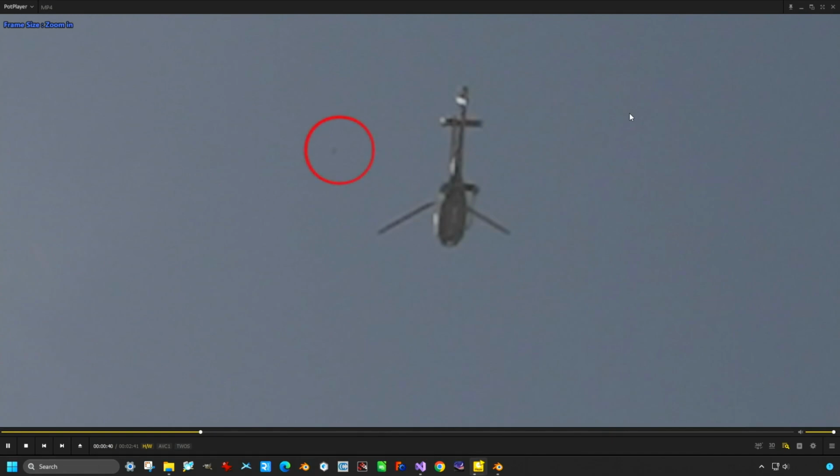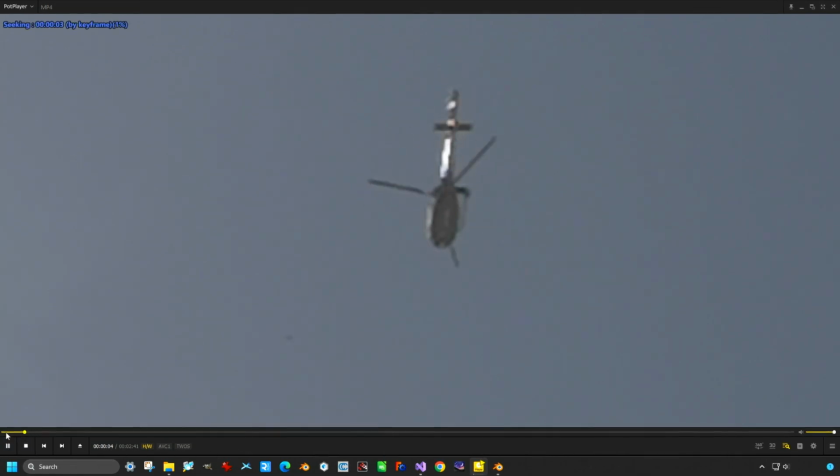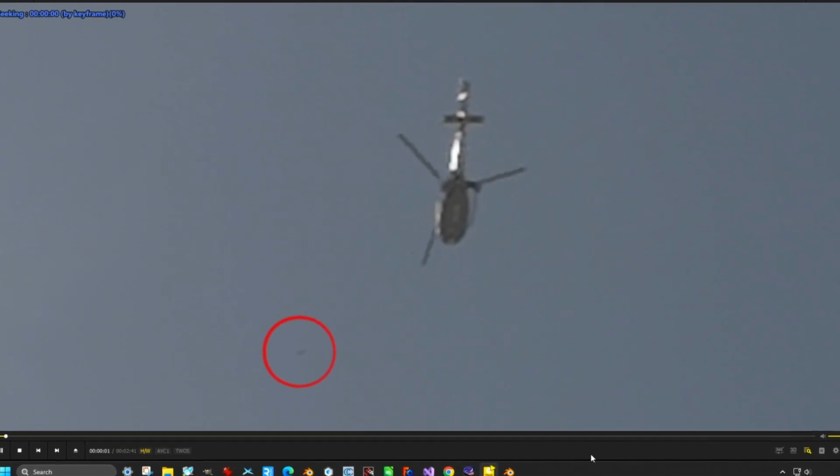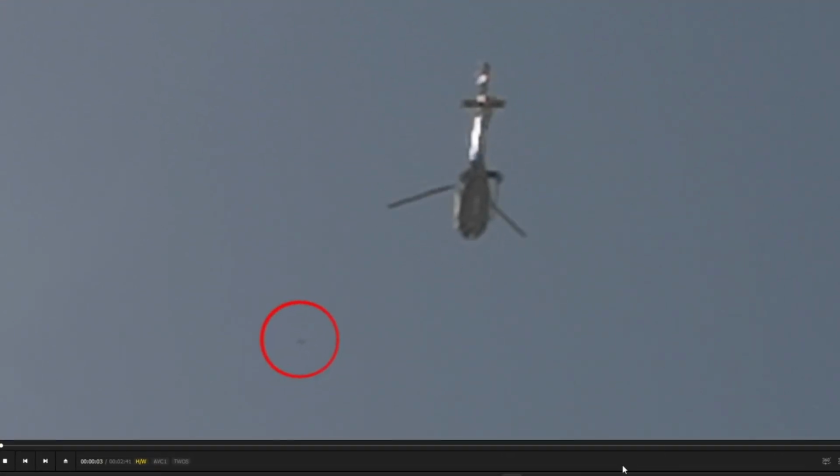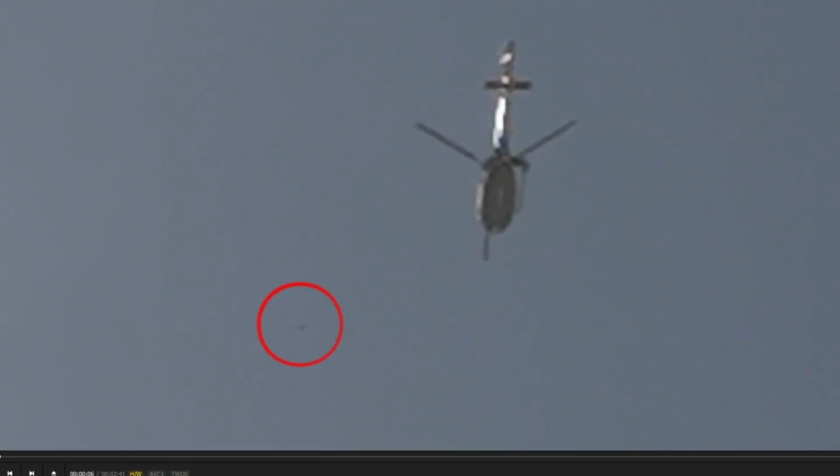Oh, I do see it. Let me take it back to the beginning. We'll see this come into frame. And this is at 240 frames per second, so it's moving pretty fast. This thing's got to be moving really fast.